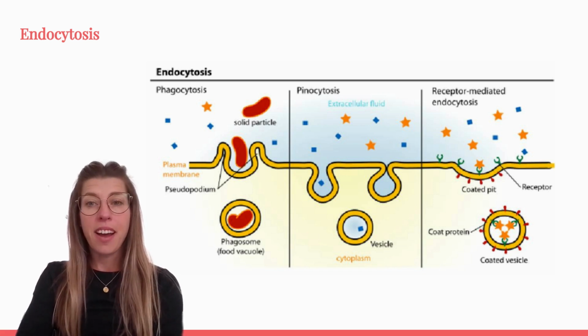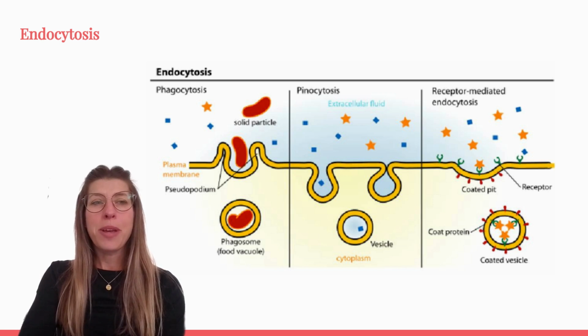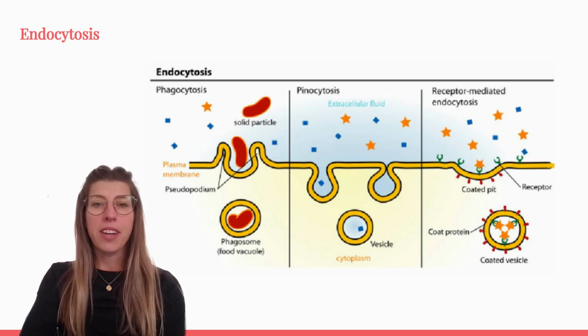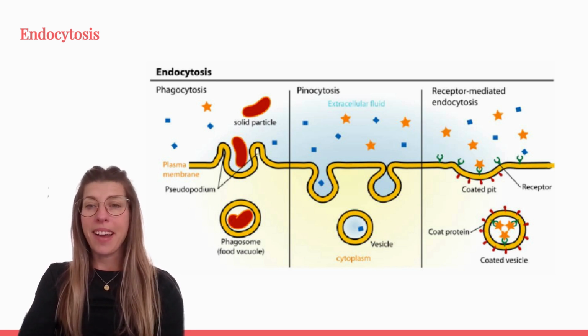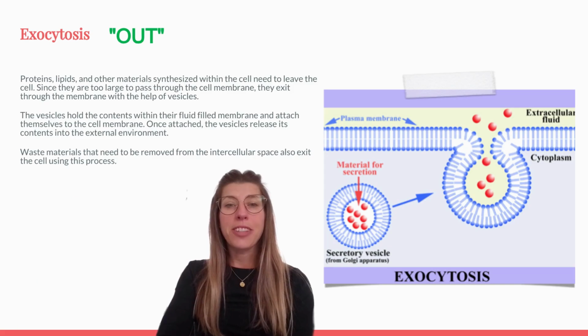Pinocytosis, you can see it takes smaller portions, smaller particles, and it forms a vesicle as well. And then receptor-mediated endocytosis, you can see that there are actual receptors on the surface of the cell membrane. And it takes a certain type of fit for those particles to fit into the receptor to then elicit the response to enter the cell and bring it in.